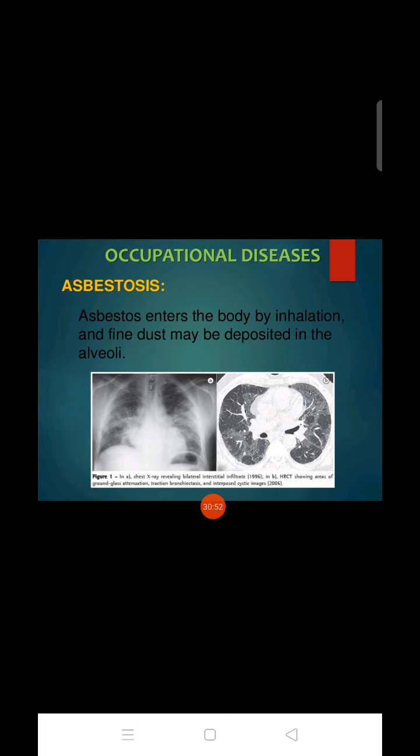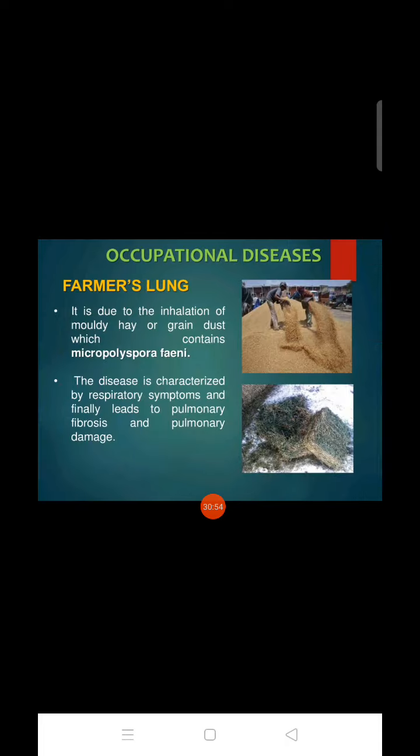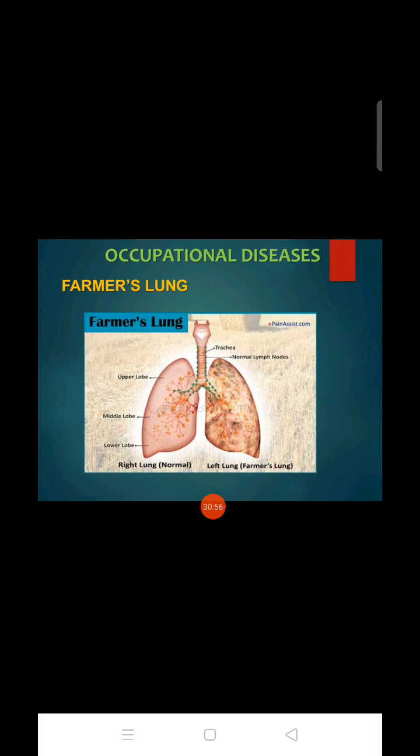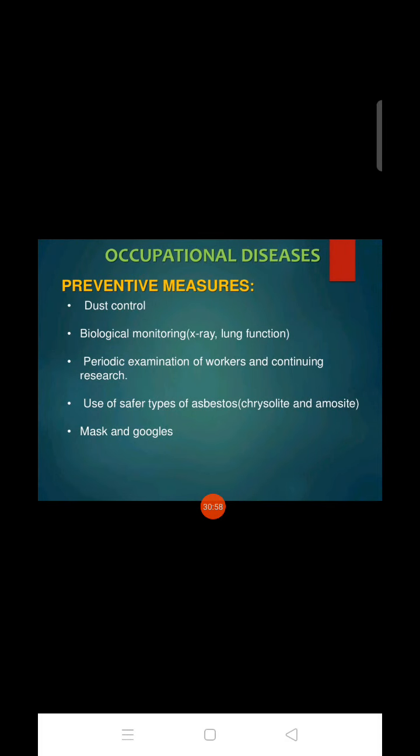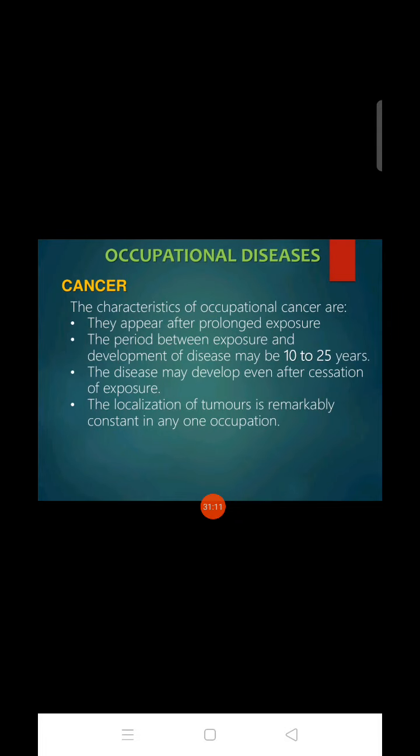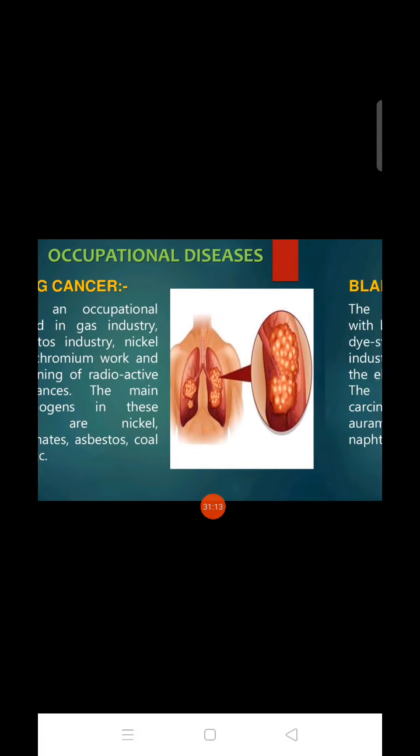Asbestosis is caused by inhalation, with fine dust deposited in the alveoli. In this image you can see farmer's lung also. Dust control we have to do, biological monitoring we have to do, periodic examination of the employees we have to do, use of safety masks and gloves we have to do. Types of asbestos include crocidolite and amosite, and different types of cancer can occur.